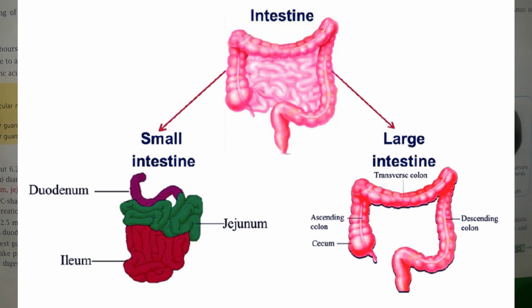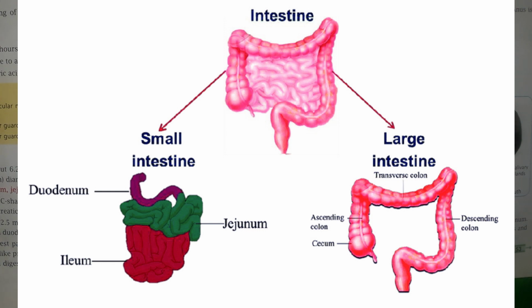The duodenum is a C-shaped part of the intestine. It receives bile juice and pancreatic juice. After that there will be the jejunum, about 2.5 meters or 8 feet long and 4 centimeters broad, but narrower than the duodenum. And then the last one is the ileum, the longest part of the small intestine.